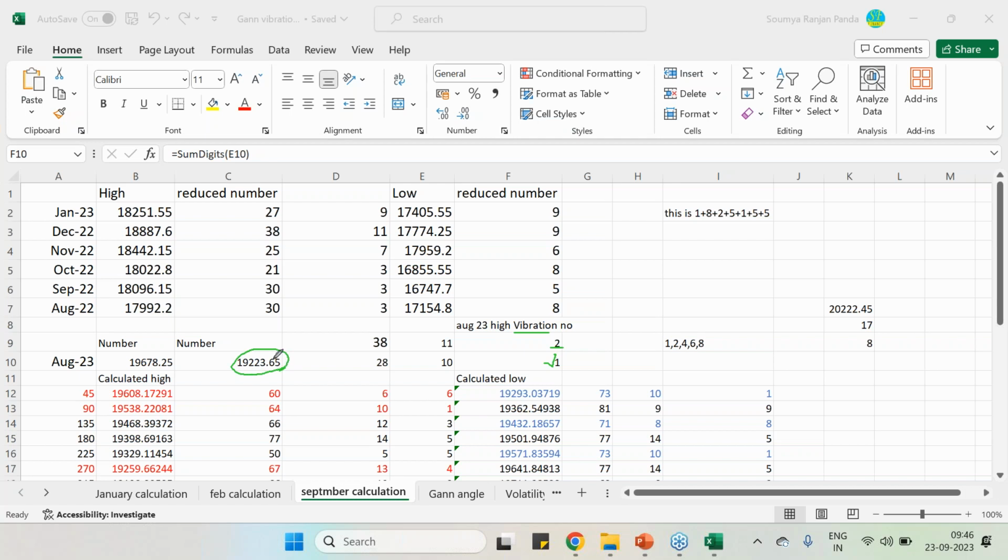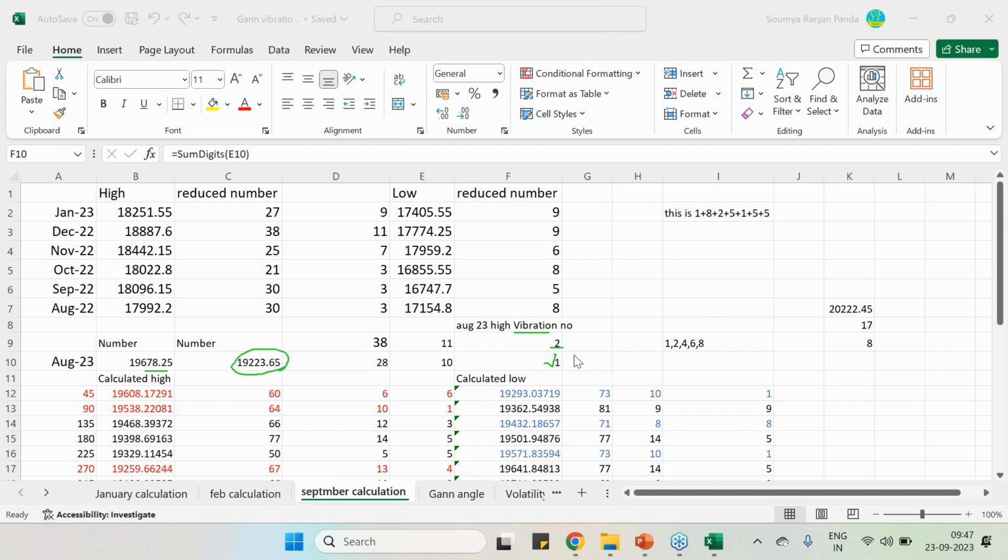Low is here 19,223.65. You can make clean, neat and beautiful Excel sheets using this concept based on your requirement. So try to understand this concept. What we did for August 2023: for all higher values and lower values, we added all digits and reduced to a single digit number. One has come, another has come 2. So 1 is a universal number, it is multiplied with anything. So now 1 as it is will keep.